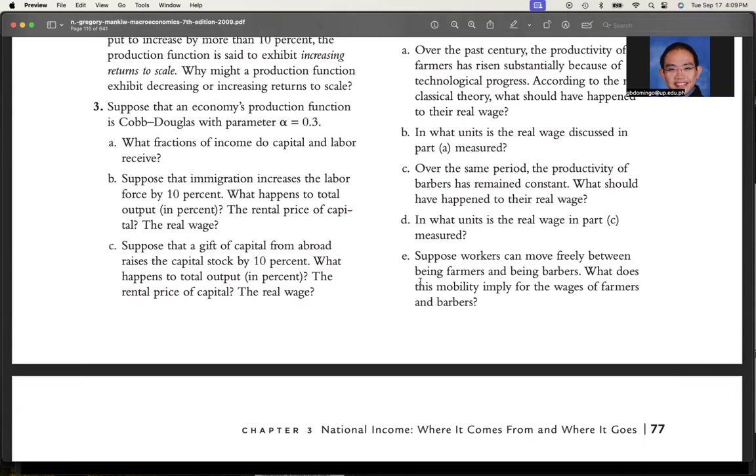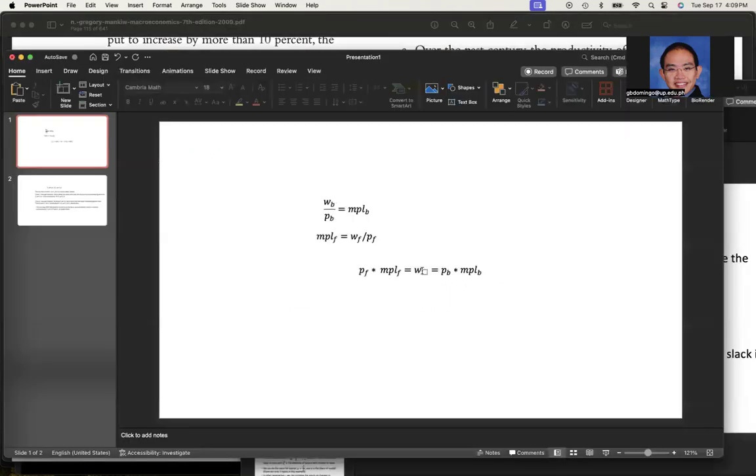Suppose workers can move freely between being farmers and barbers. What does this mobility imply for the wages of farmers and barbers? Well, this implies that if they're perfectly substitutable, then you would expect that the wage is no longer a function of what industry they are, right? The wage will be the same.